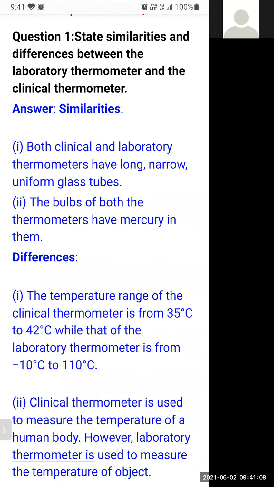Second difference: a clinical thermometer is used to measure the temperature of the human body only. If we want to measure our body temperature, which thermometer will we use? Simply a clinical thermometer. However, a laboratory thermometer is used to measure the temperature of other objects, like water, ice, or any solid substance. We simply use a laboratory thermometer. So these are the differences and similarities.